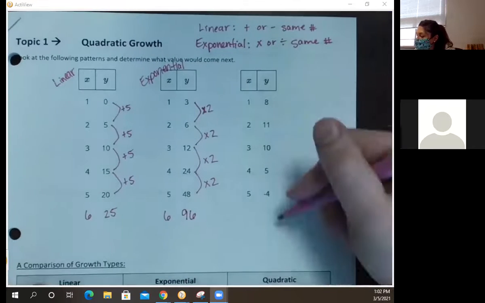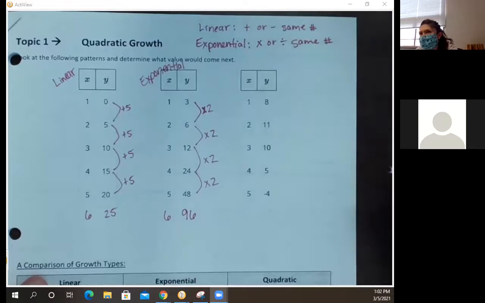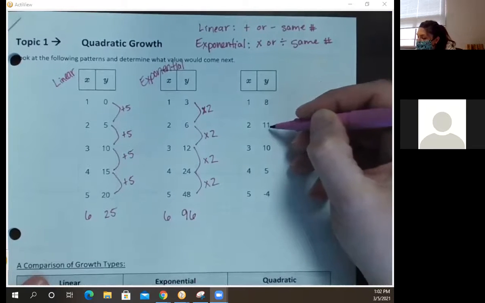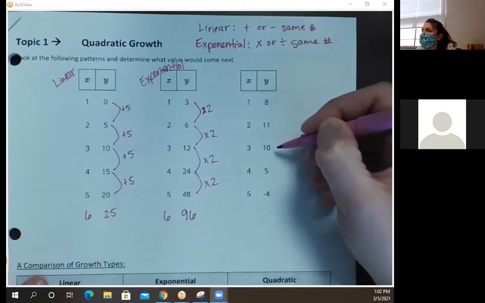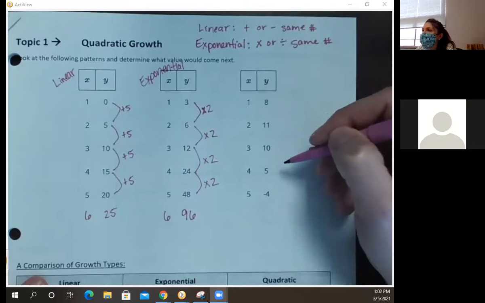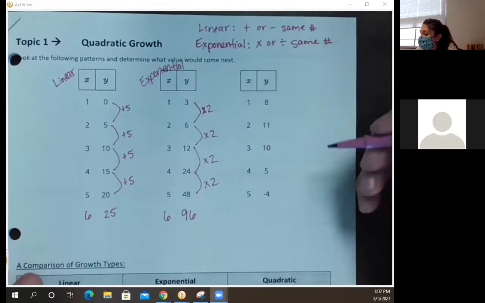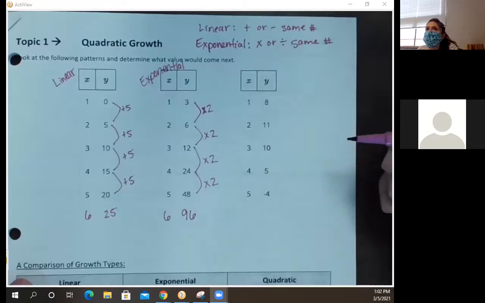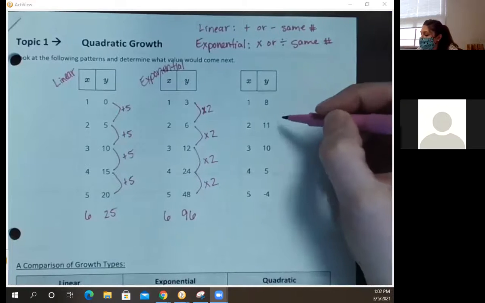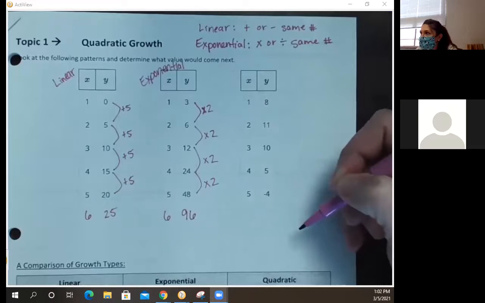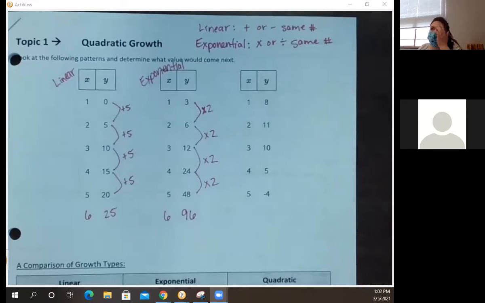Now, if we look at our last table, it's not linear because to get from 8 to 11, I have to add 3. But to get from 11 to 10, I have to subtract 1. So I'm not adding or subtracting the same thing each time. It's also not exponential because I can't multiply by the same thing each time either. To get from 8 to 11, I have to multiply by 1 point something. But then to get from 11 to 10, I would have to multiply by something less than 1. So it's not linear, it's not exponential, but that doesn't mean there's no pattern here.